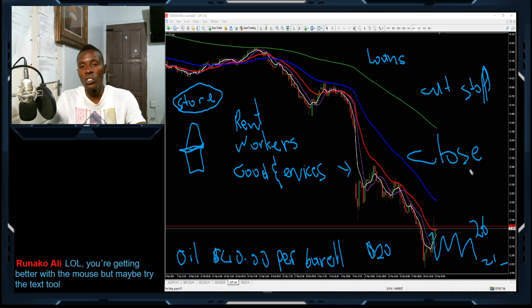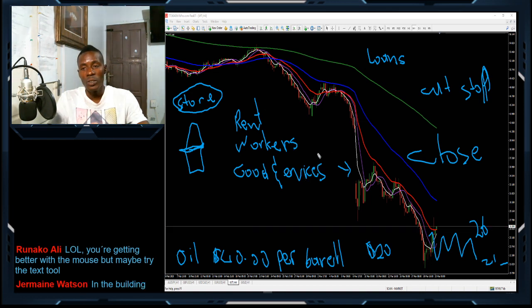You will end up having to close your store because you need the barrel to be at $40. You need oil to be at $40 per barrel for you to be making profit to pay your loans, pay the rent, pay your workers, goods and services, and have money in your pocket or reserve, things like that. So this is what really caused businesses to close where the financial crisis is concerned.